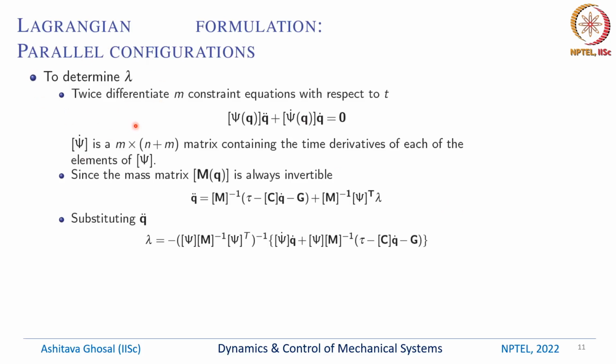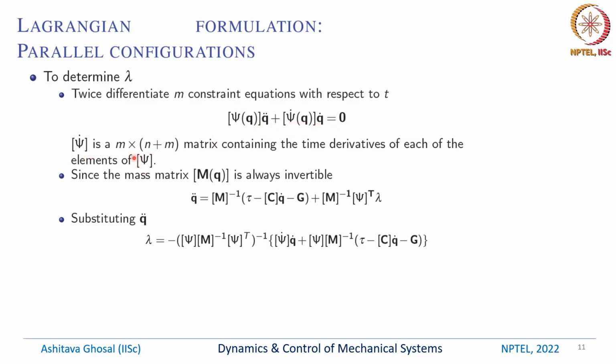So to obtain the lambdas, we twice differentiate the m constraint equations with respect to t. So once, if you differentiate eta of q equal to 0, you will get psi times q dot equal to 0. Then if you differentiate that again, you will get psi times q double dot plus psi dot times q dot is equal to 0.